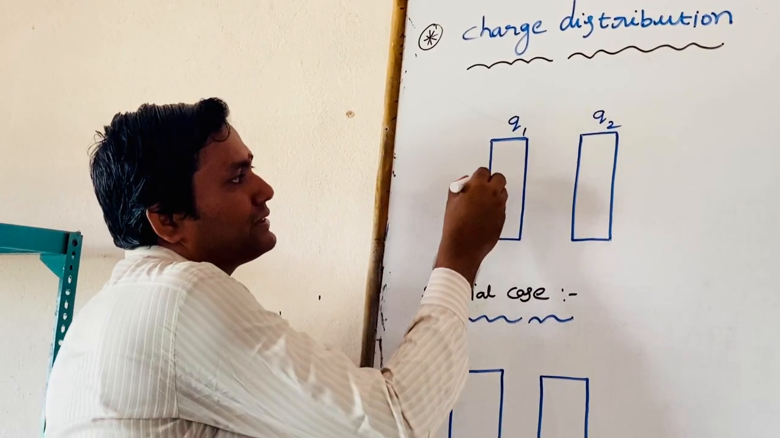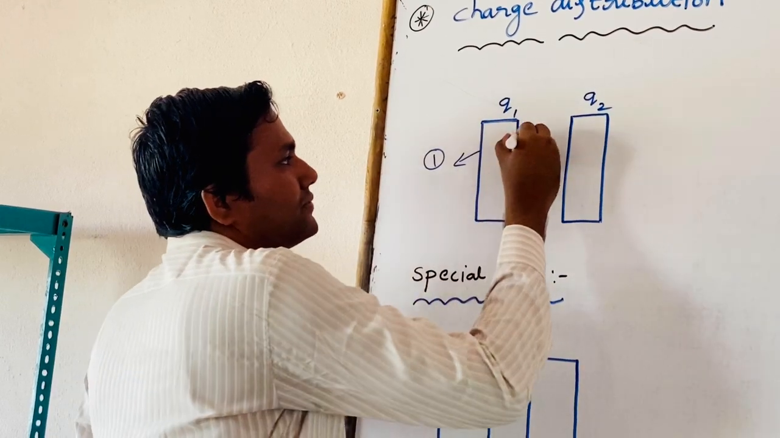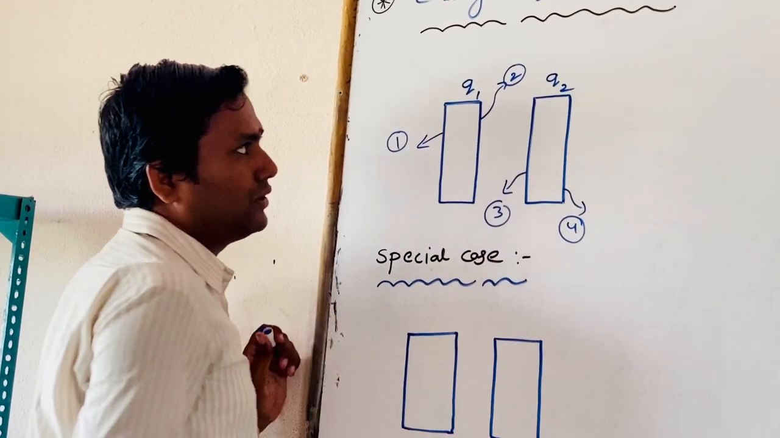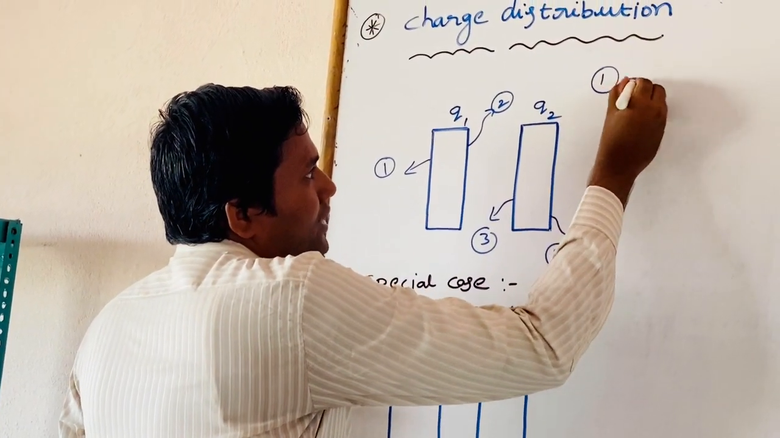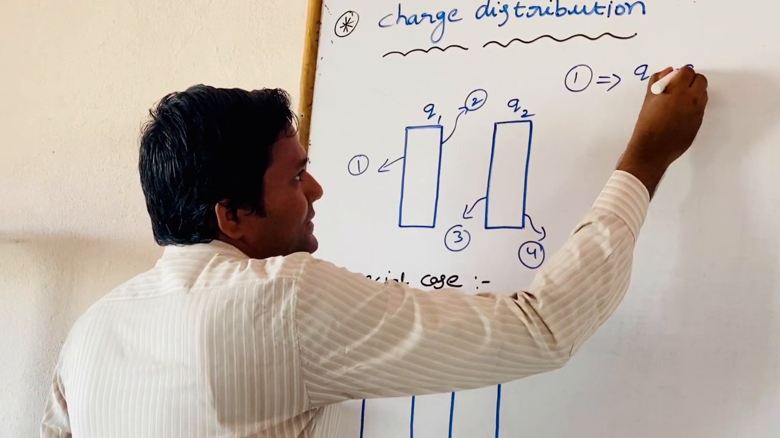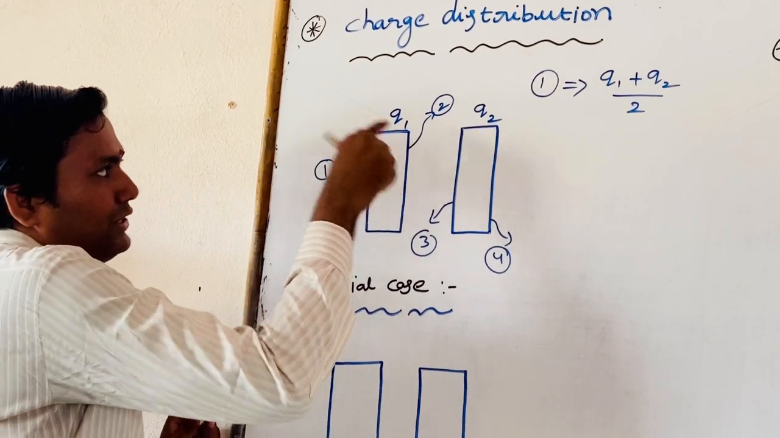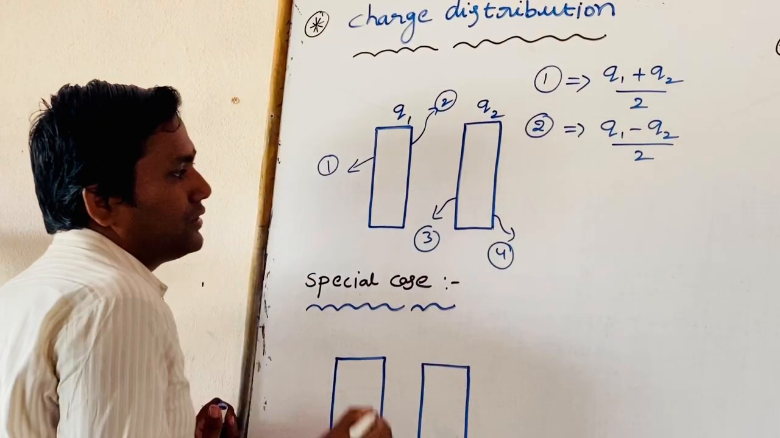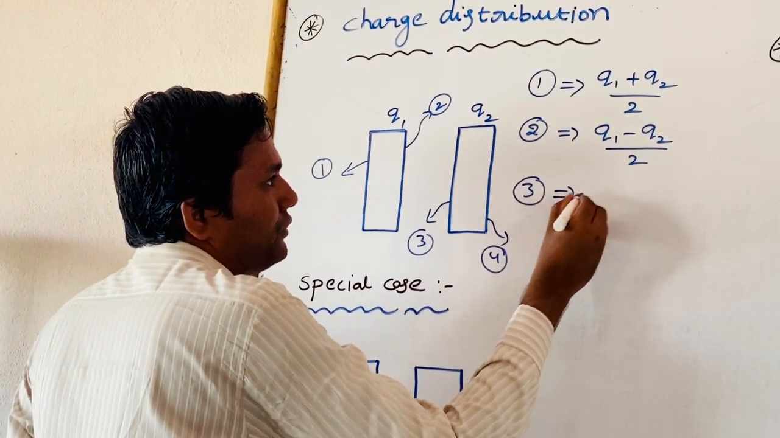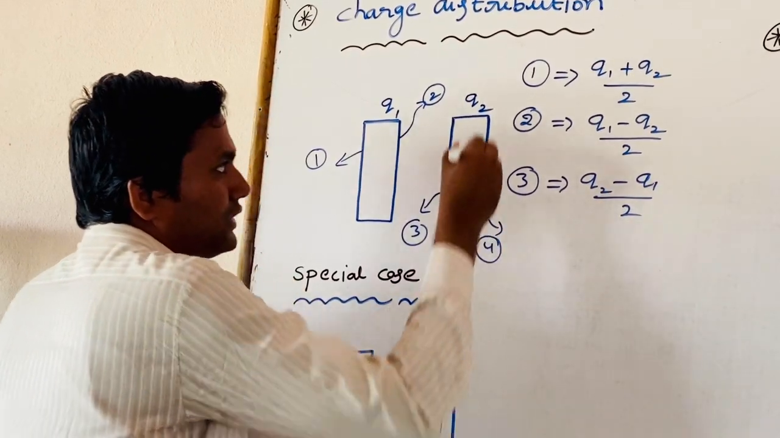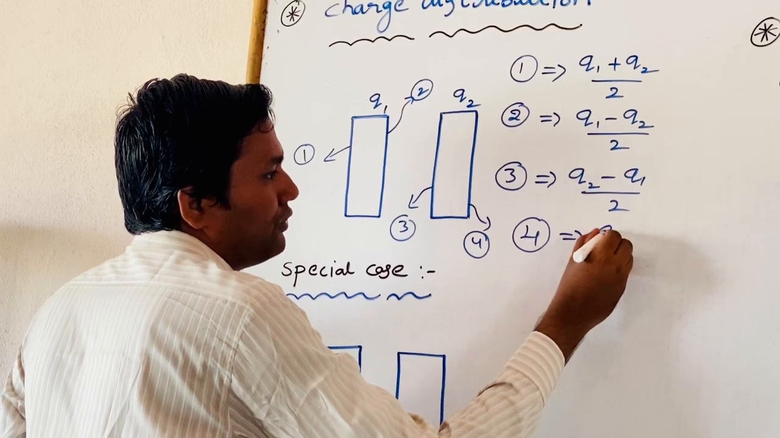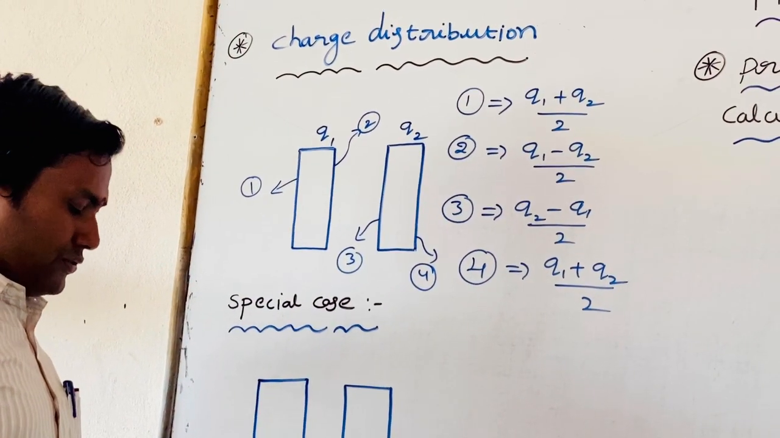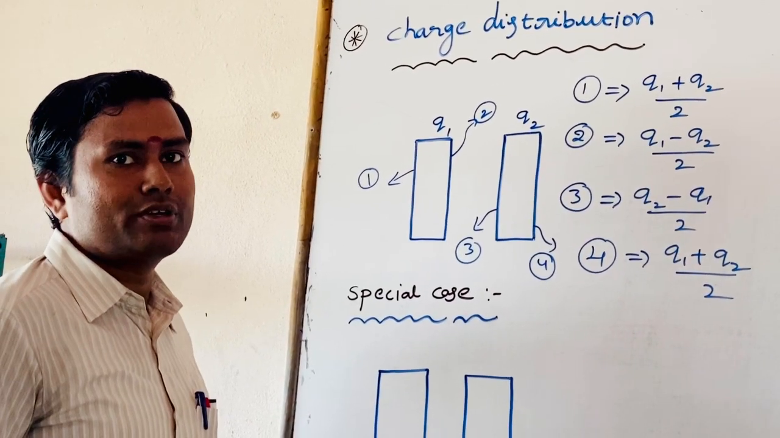Say this side I have labeled as 1, this side as 2, this one 3, and this one 4. What is the charge for 1? The charge on surface 1 is (Q1 + Q2)/2. The charge on surface 2 is (Q1 - Q2)/2. The charge on surface 3 is (Q2 - Q1)/2. The charge on surface 4 is (Q1 + Q2)/2. So, these expressions for 1, 2, 3, 4 we have derived with the help of the properties of a conductor.